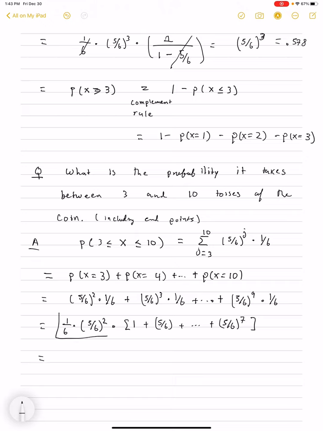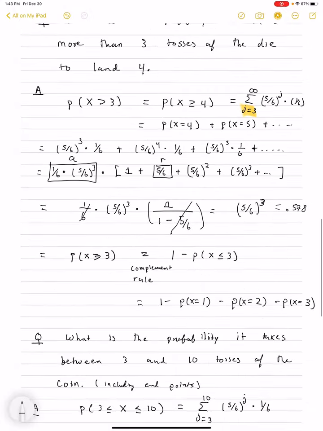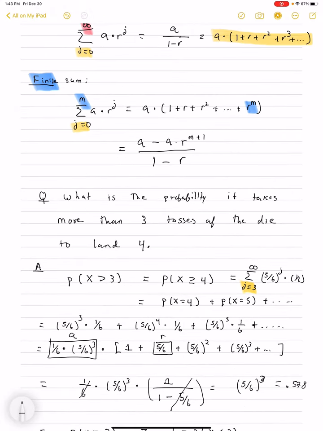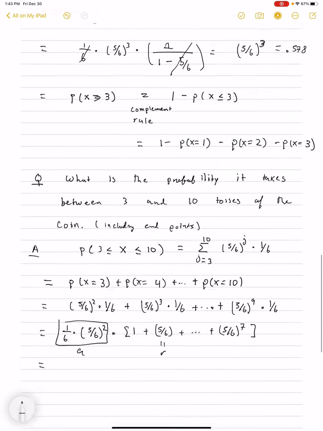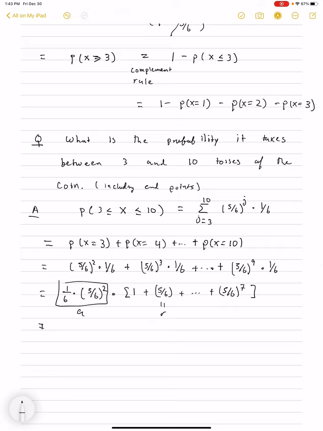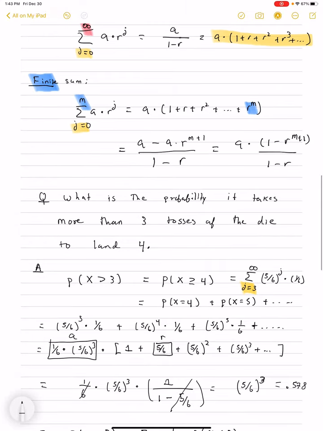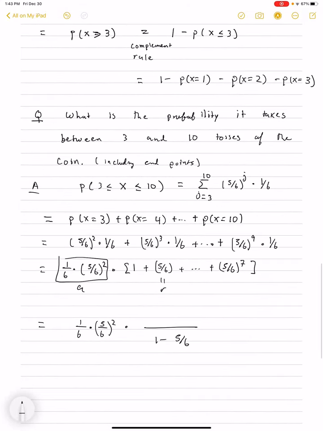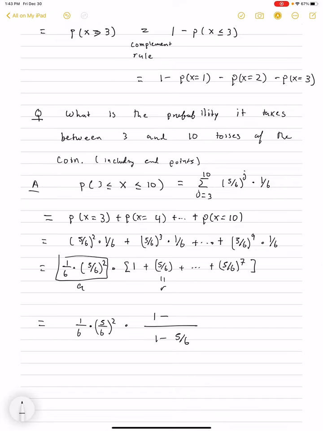Now, this will be A, this will be R. I'm going to use this little formula, and I'm going to pull A out. So I'm going to write this as A times 1 minus R to the m plus 1 divided by 1 minus R. Okay, great. So let's rewrite this. We'll get 1/6, which is A, (5/6) squared, times 1 minus R, that's 1 minus 5/6. We need to look at that formula one more time, 1 minus R to the m plus 1. Now, you might ask yourself, what's m? So we'll just need to make sure we know what that is.